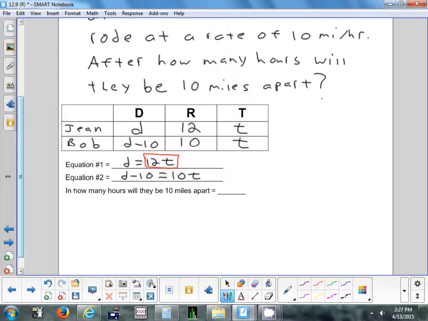Do we have a D in the bottom equation anywhere? Yes, we do. What are we going to change that D to? 12T. This one's not going to be that bad. Okay, Sam, what did we just say we're going to change D to? 12T. All right, so now we've got 12T minus 10 equals, what's on the other side? Travis, what's on the other side? The other side would be 10T.